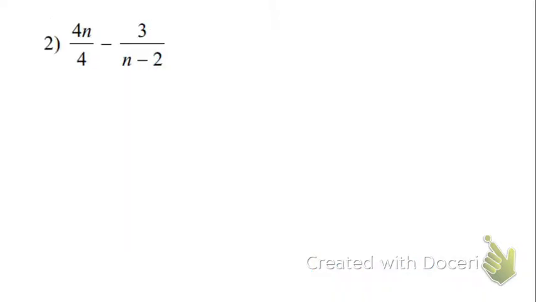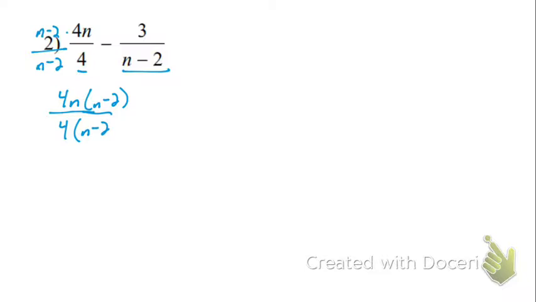Let me go ahead on to number 2. So, should I simplify first or not? No, I'm not going to. Why not? So I have 4n over, and now this is an n minus 2, and this has a 4. They don't have anything in common. So you're going to take this first fraction and multiply by n minus 2 over n minus 2. And so up top I have 4n parentheses n minus 2, and on bottom I have 4 parentheses n minus 2.